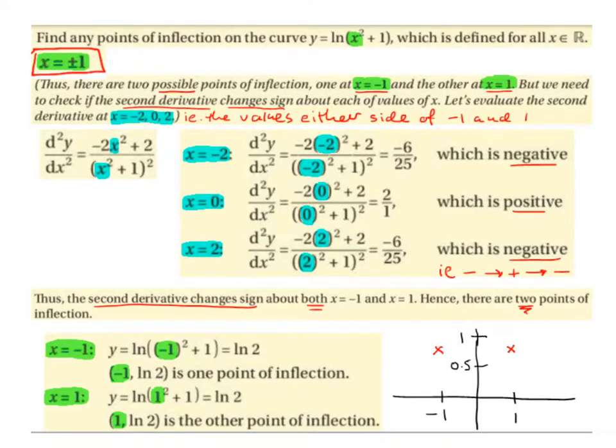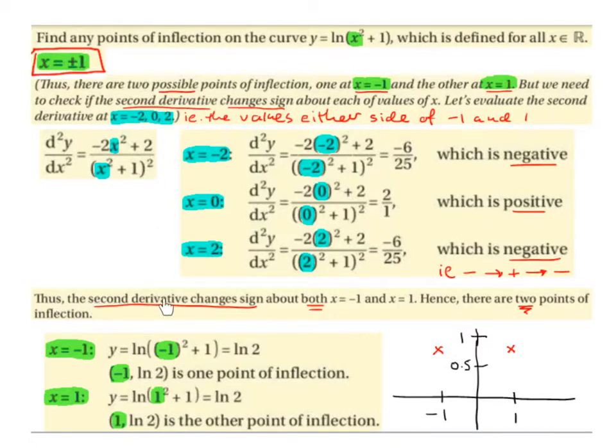Next we're going to sub in 0 in place of these x's. So we swap each of those x's for 0 and we get 2 over 1, which is positive. And then we sub in x equal to 2 in place of both of these x's. So we swap both of those x's for 2 and we end up with minus 6 over 25, which is negative. So we're going from negative to positive to negative.